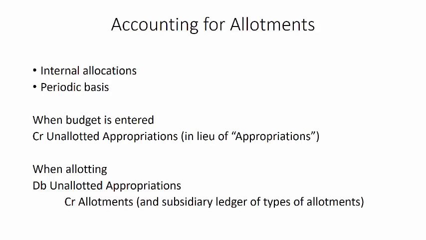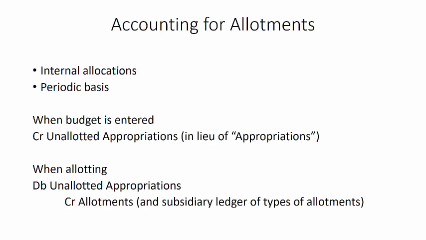They may be formally recorded, and what we need to do when we put the budget in, we would credit unallotted appropriations instead of crediting appropriations. So they're unallotted until we allot them periodically. Alright, so credit unallotted appropriations instead of appropriations.